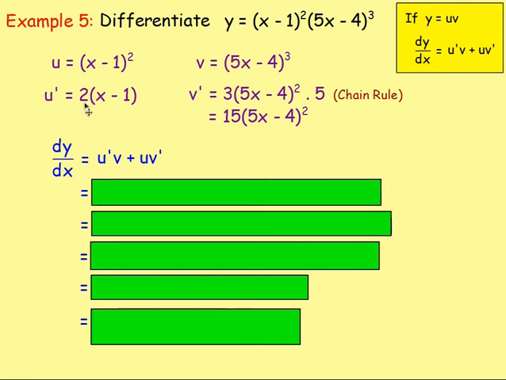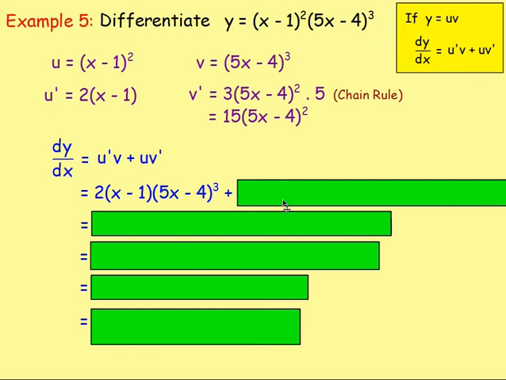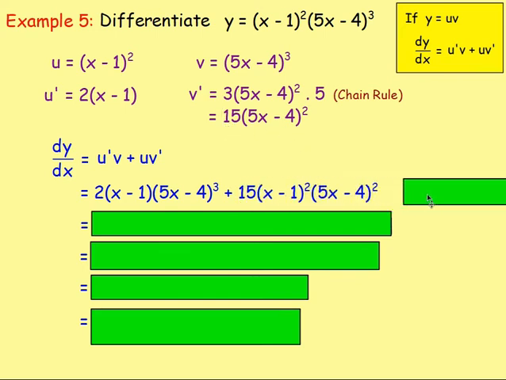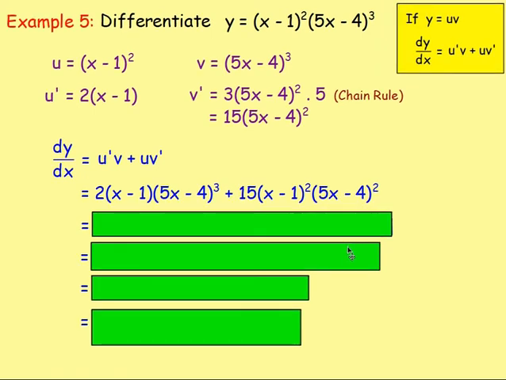So u dash times v will be 2 times the x take away 1 times this up here for v. And then we're adding on u times v dash, so x take away 1 all squared times the 15 bracket 5x take away 4 squared. So we'd end up with that. Where do we go from there?